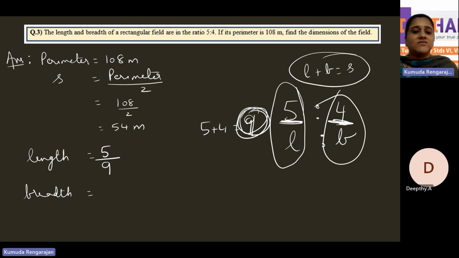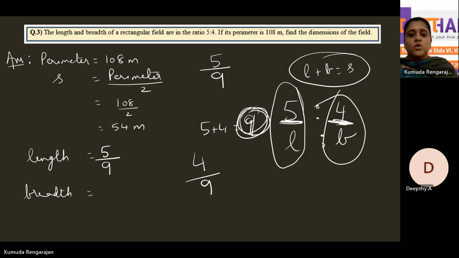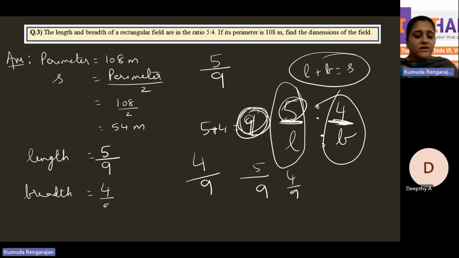Similarly, how much has length scored? 5. What is the total? 9. How much has breadth scored? 4 out of 9. Totally 5 plus 4, 9 points are there. So length has scored 5 points, so 5 by 9. Breadth has scored 4 points, so 4 by 9.